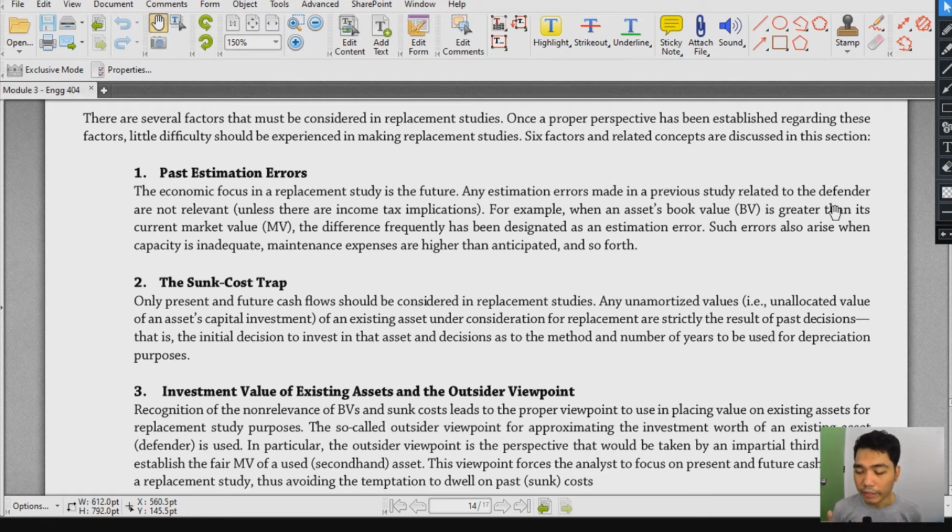So, this results to the sunk cost trap, which is actually the result of your unamortized values that you've tried to compute based on the present. So, this past estimation error and sunk cost trap, usually they are always together, no? So, the past estimation error and the sunk cost trap are usually the results of your estimates done in the past. So, wala na tayong magagawa dun.